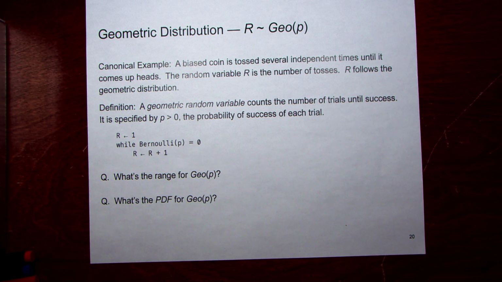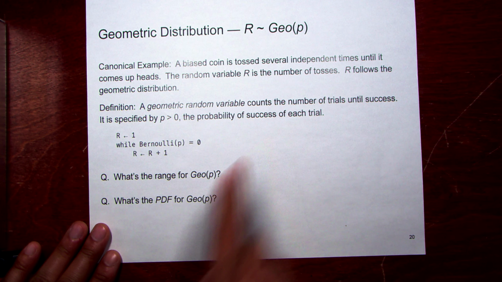Okay, so what's a geometric distribution? Well, it is exactly a process just like we saw. A biased coin is tossed. It's always some sort of biased coin. It comes up heads with probability p, and you keep on tossing the coin until it comes up heads. You count the number of times you tossed. That is the value of the random variable, the number of times you tossed. So that's the way it's defined. A geometric random variable counts the number of trials until success.